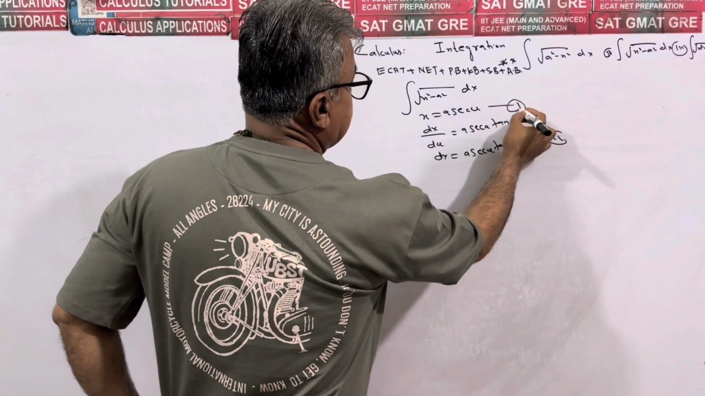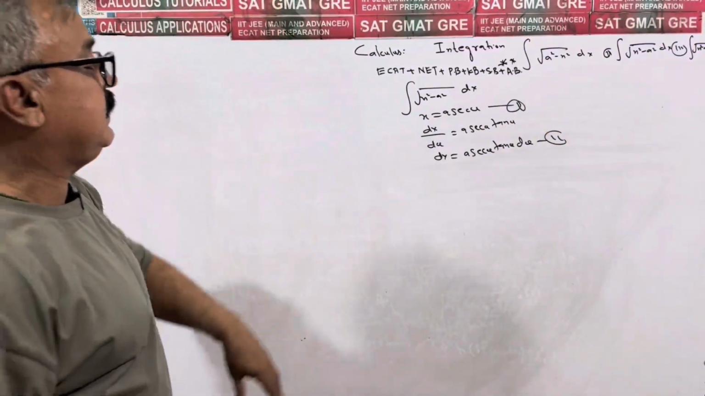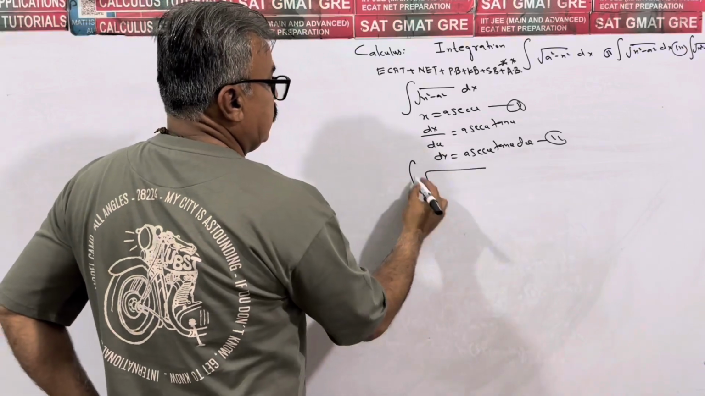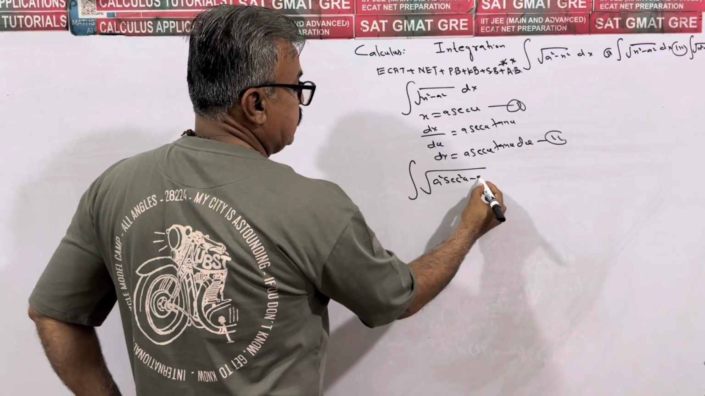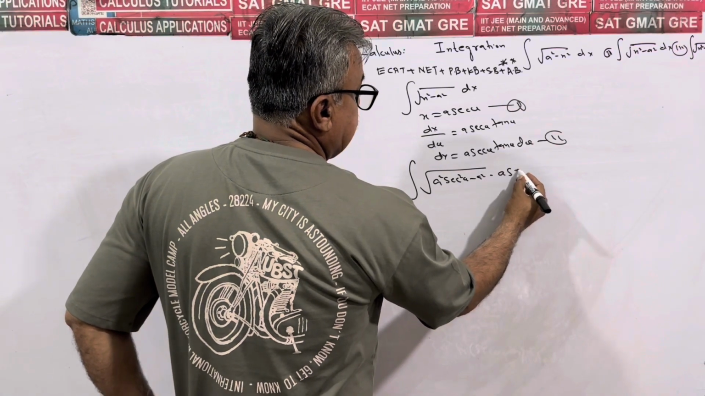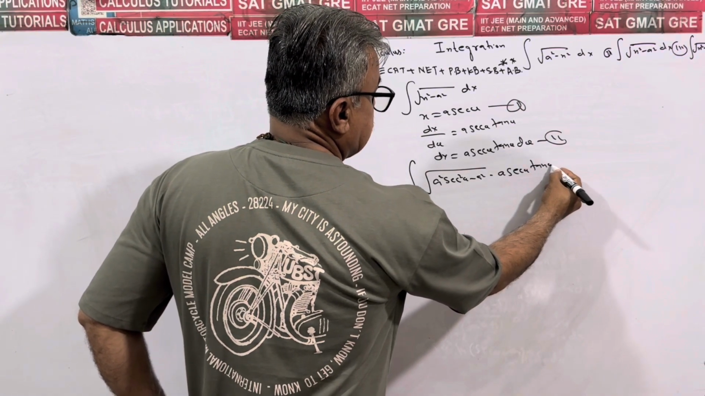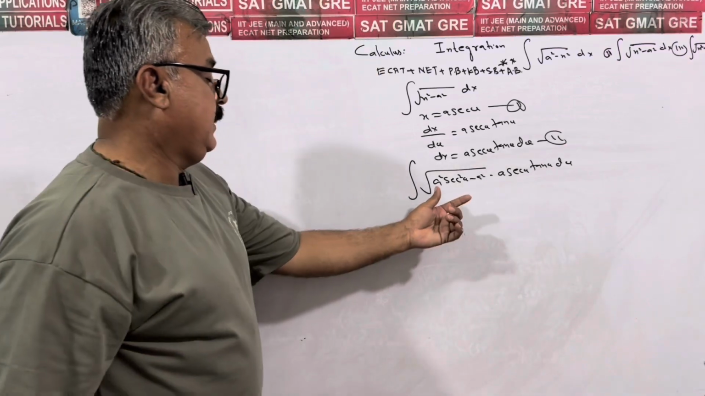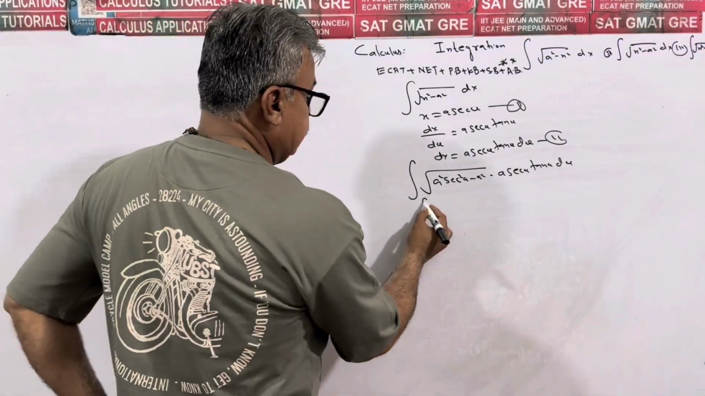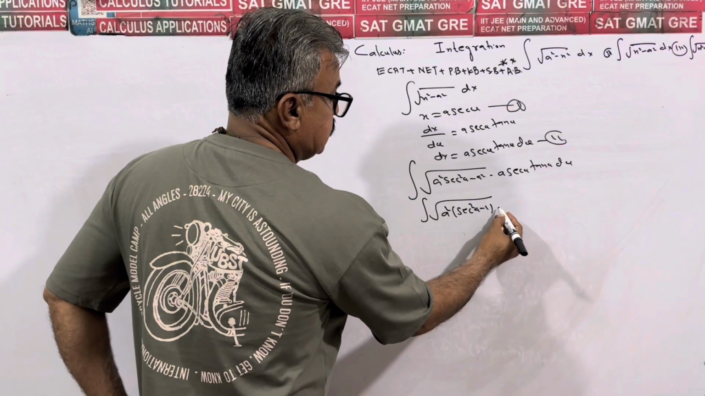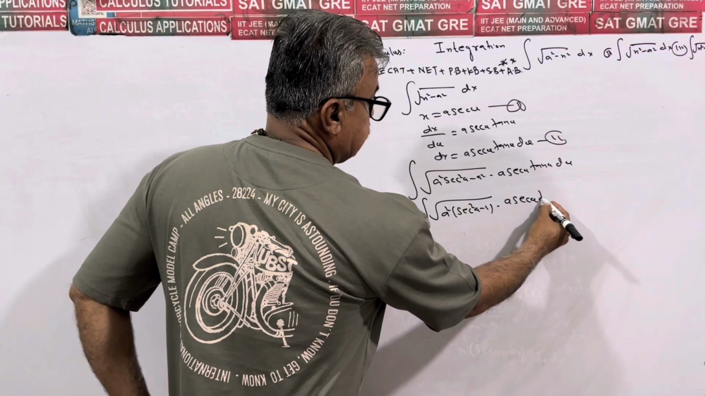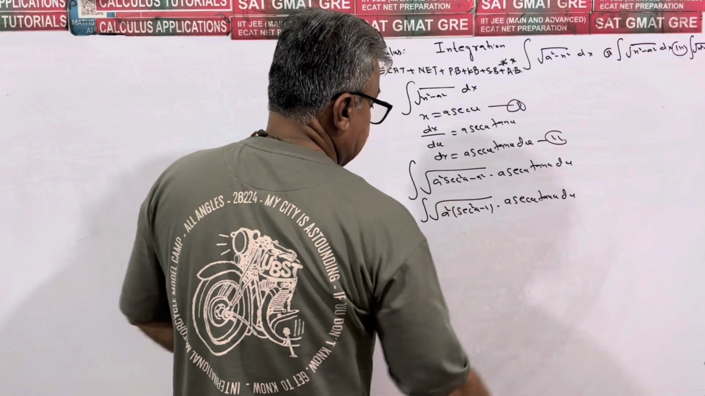That's R2, that's R1. Put both these values in the original integral. We have, instead of x, a sec θ. There is a square, so we have √(a² sec² θ − a²) times a sec θ tan θ dθ. Taking a² common, we have √(sec² θ − 1) times a sec θ tan θ dθ.